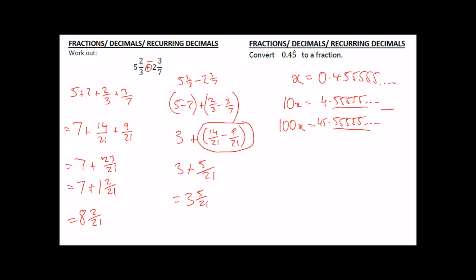So if I subtract these away from each other, so 100x take away 10x is 90x, and 45.555 take away 4.555 will just give me 41. So all the decimal places will cancel each other out. 45 take away 4 is 41. And to get x as a fraction, I'll just divide both sides by 90. It's 41/90.